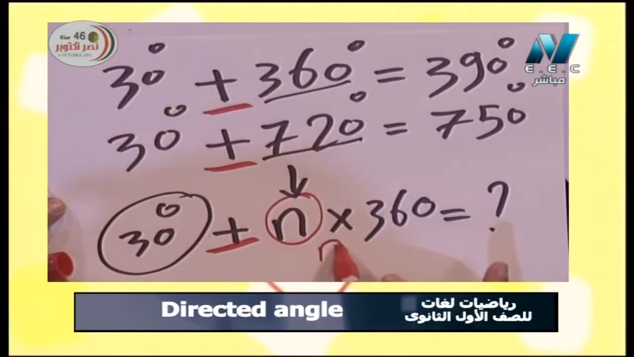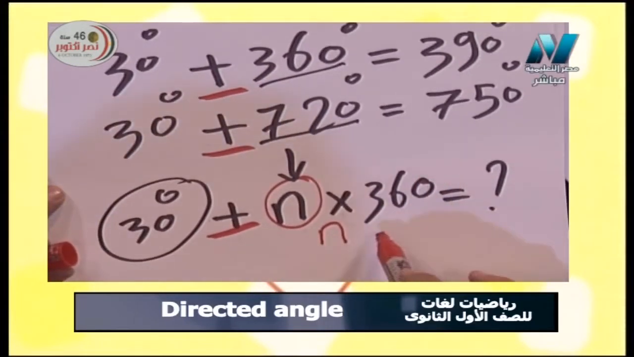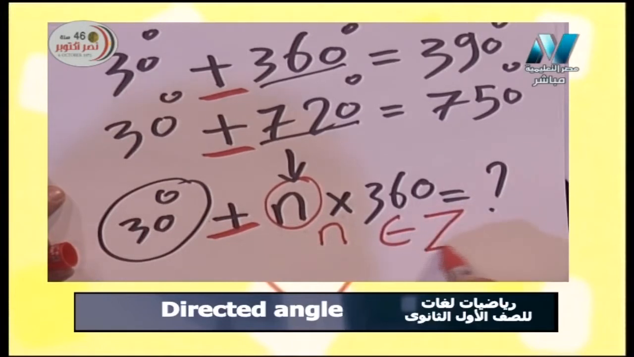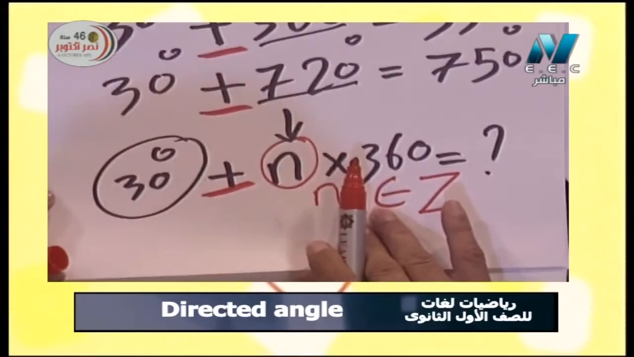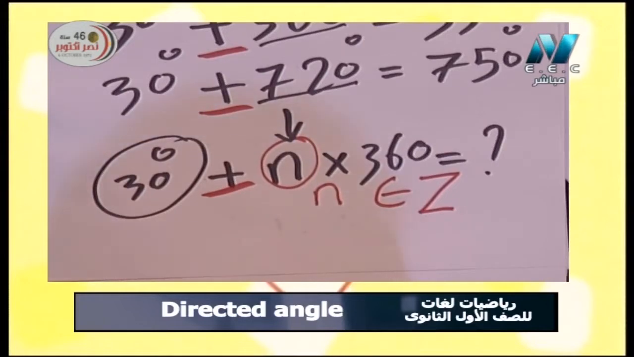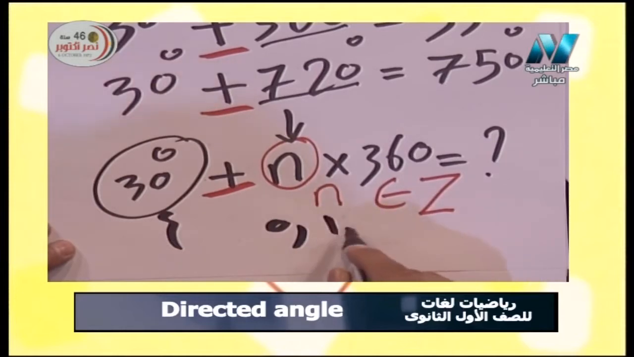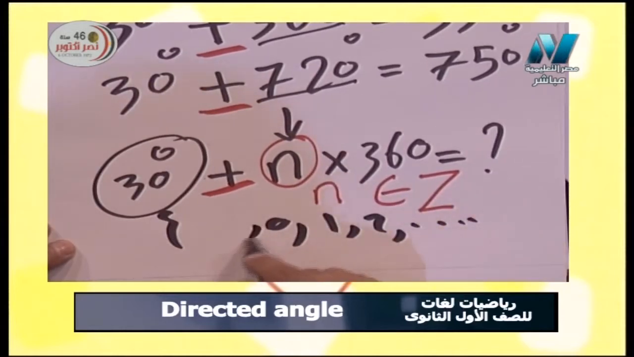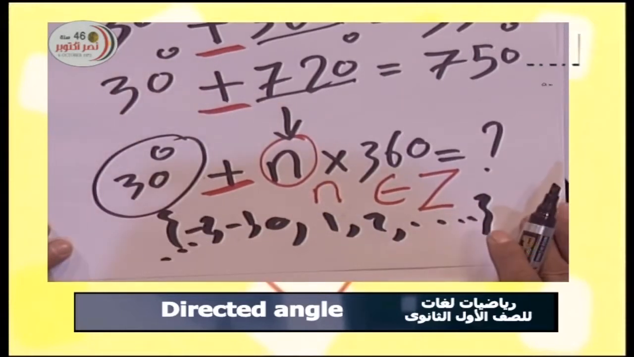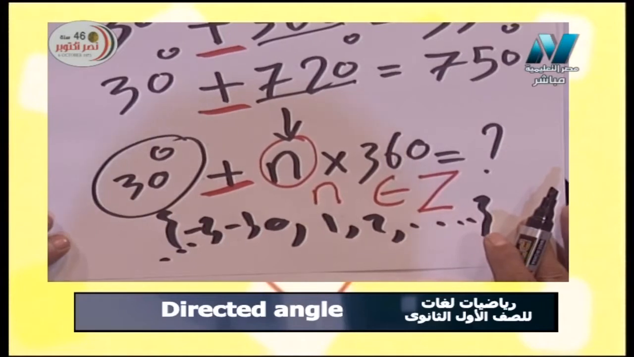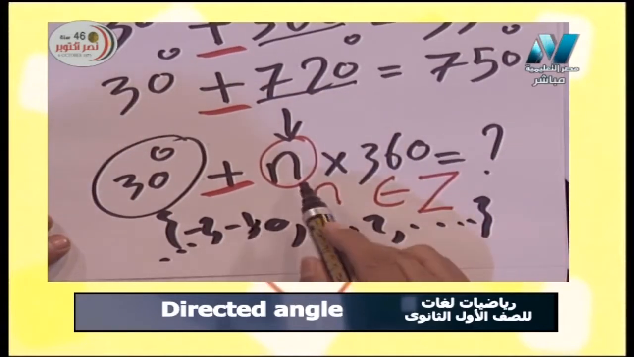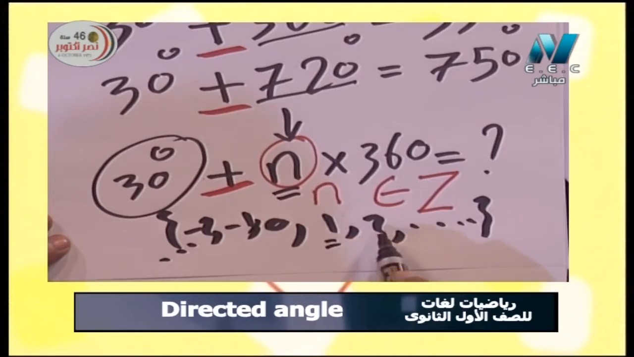We can say n belongs to Z, where Z is 0, 1, 2, and so on, or negative 1, negative 2, and so on. So Z is the set of integers. We can put 0 instead of n, or 1 or 2 or negative 1 or negative 2 and so on to find equivalent angles.